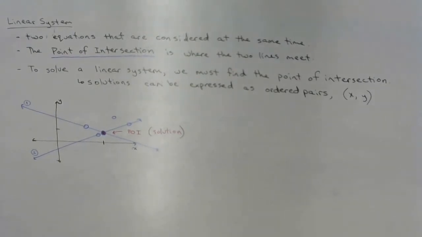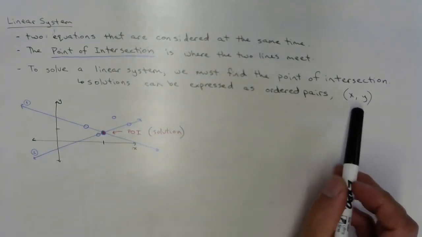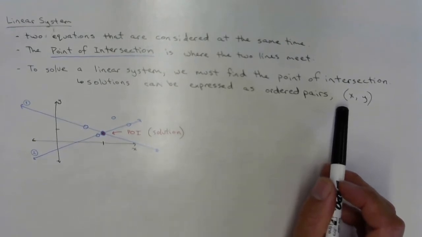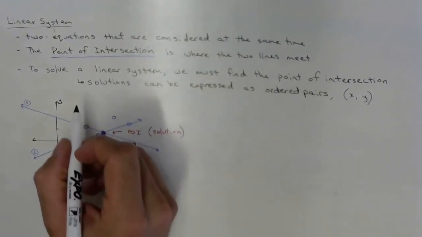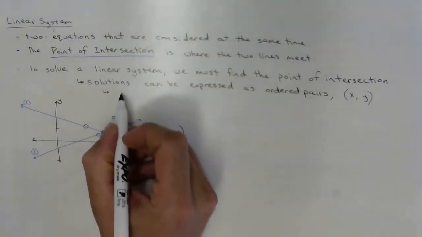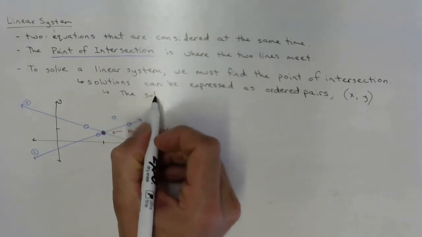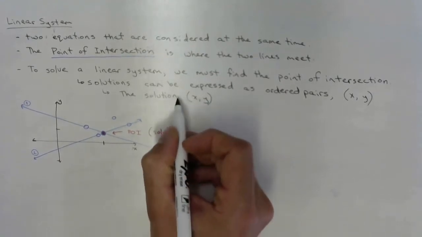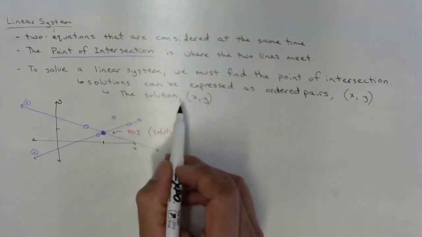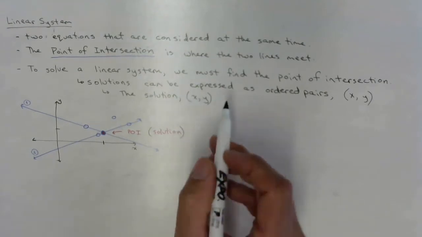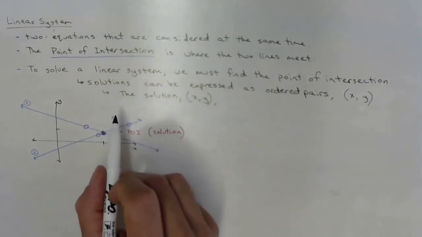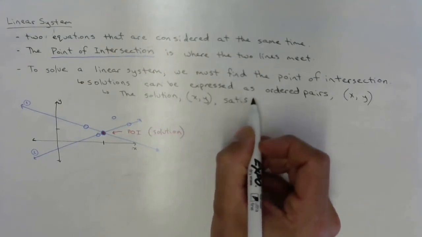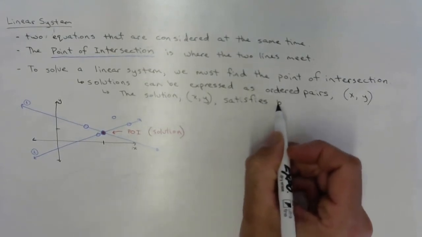Now, I used another word. I said that this ordered pair, this combination of x, y, satisfies both equations. I'm going to write that down. The solution x, y. When I do that, I'm just saying this is how you express the solution. You express it as ordered pairs. There is another way, but we'll get to that later. The solution x, y satisfies both equations.